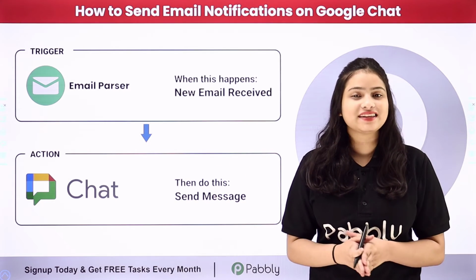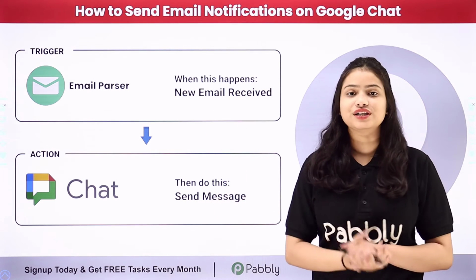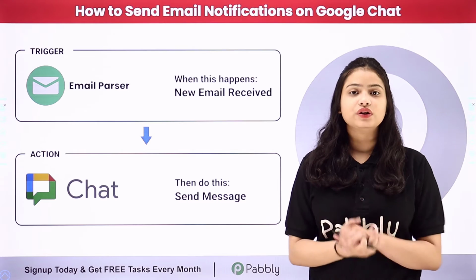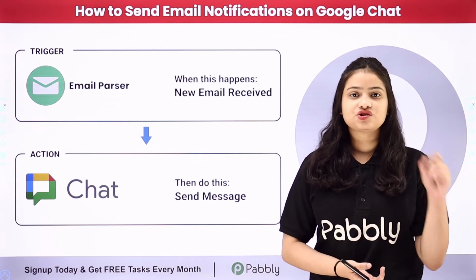So how are we going to automate this entire process? For this, we will have to set up a connection between our Gmail account and Google Chat, and we are going to do that without any coding or programming skills with the help of Pabbly Connect. Pabbly Connect works on two principles, trigger and action.